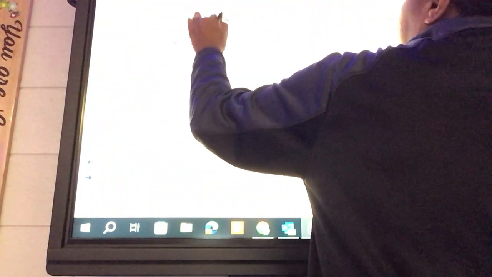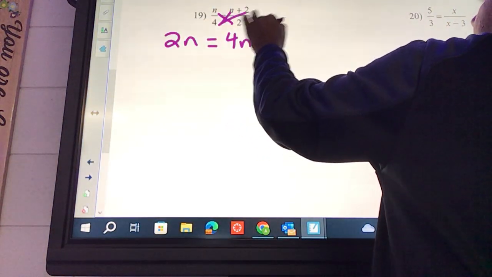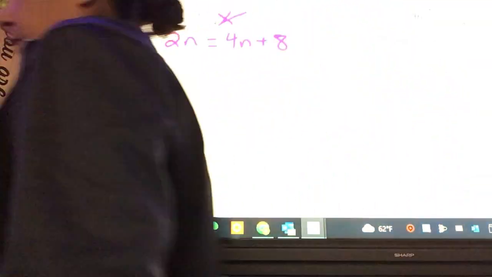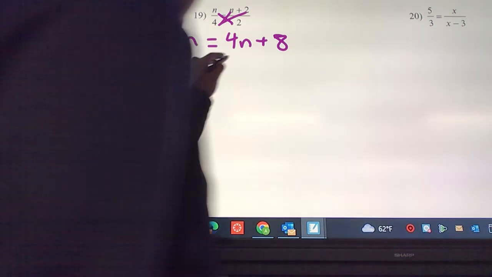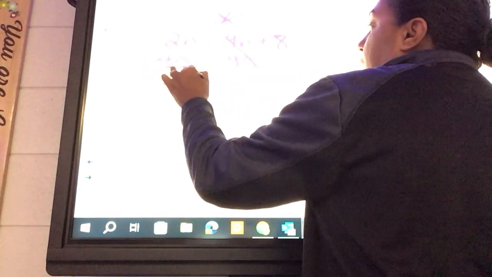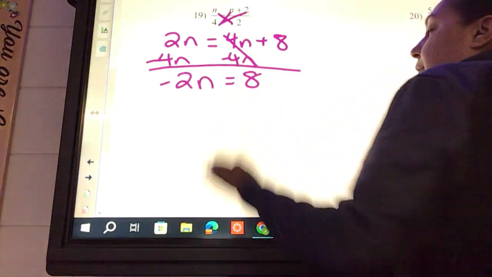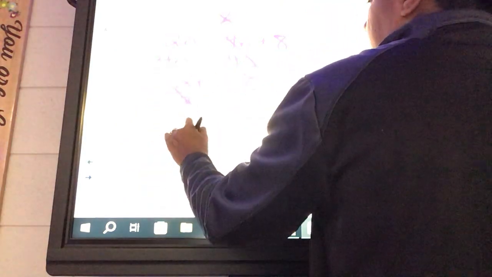Okay, 19, I got 2 times n is 2n. Then I got 4 times n is 4n, and 4 times 2 is 8. Okay, and again, I'm going to move my letters to the left and the numbers to the right. So I got -2n equals 8. And then I'm going to divide by -2. So I've got n equals -4.